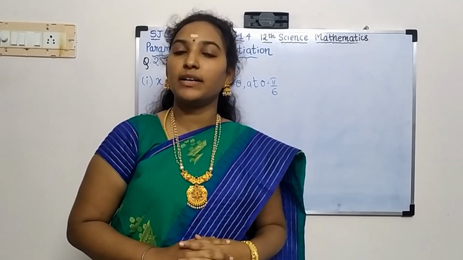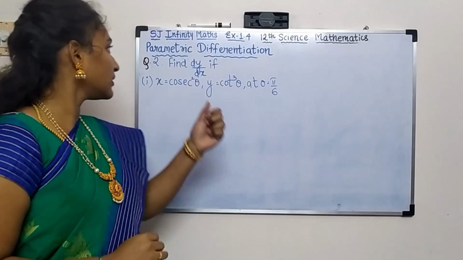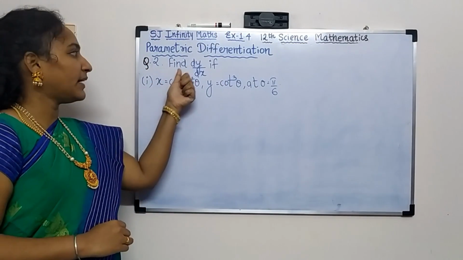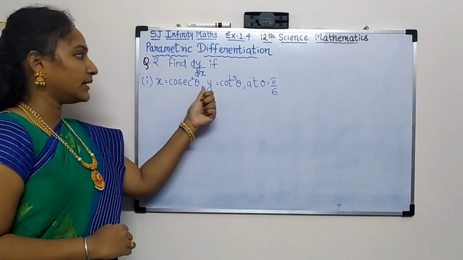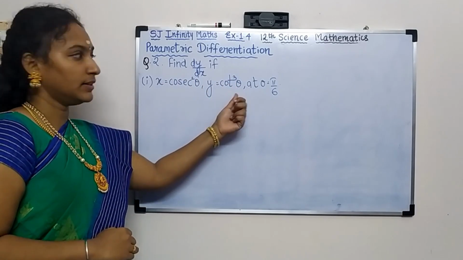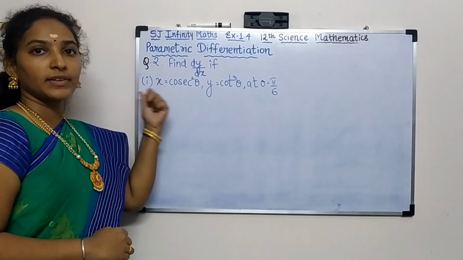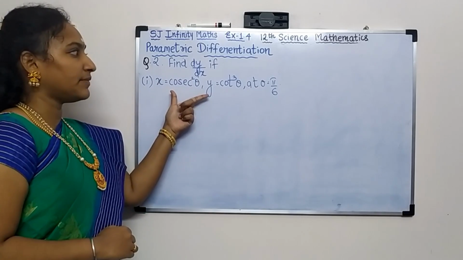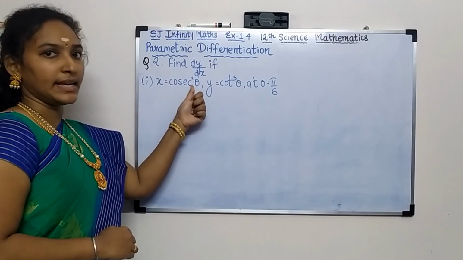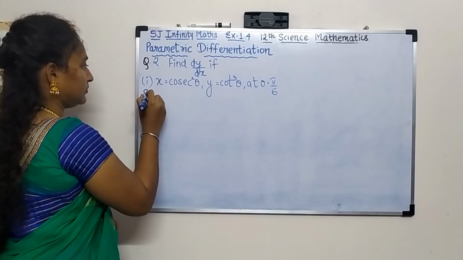Today we are going to start with question number 2 of exercise 1.4. The question is, find dy by dx if x equal to cosec square theta, y equal to cot cube theta, at theta equal to pi by 6. So this question is similar to question number 1, but here we need to find the value of dy by dx at pi by 6. Let us see the solution now.